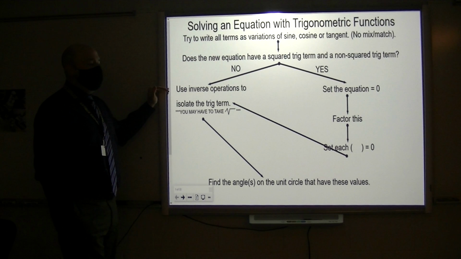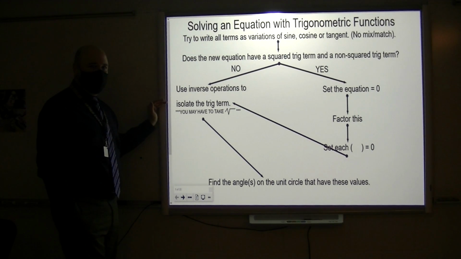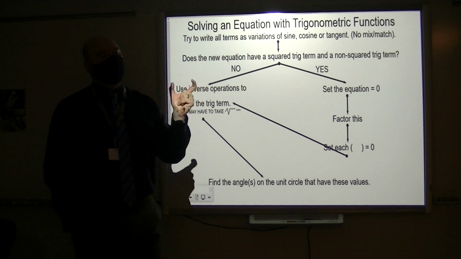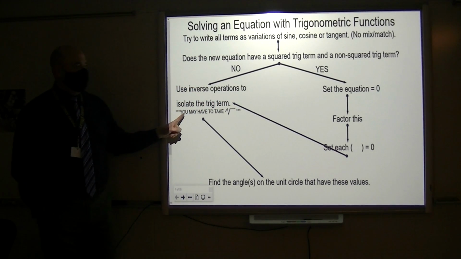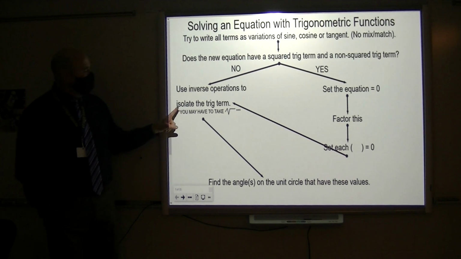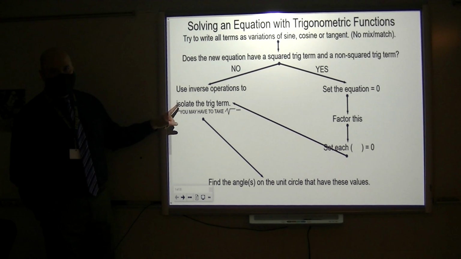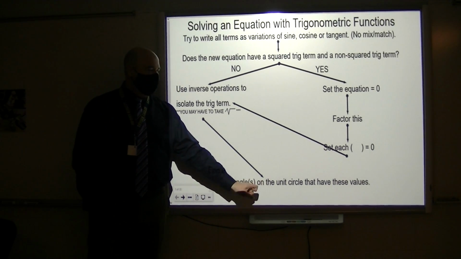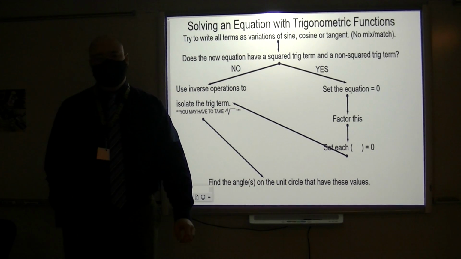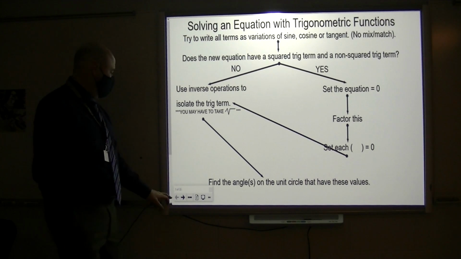You use inverse operations to isolate the trig term. That means get that sine, cosine, or tangent by itself. And that may mean you have to take the square root. Then after you've done that and you've isolated the trig term, find the angles on the unit circle that have these values. What does that mean?